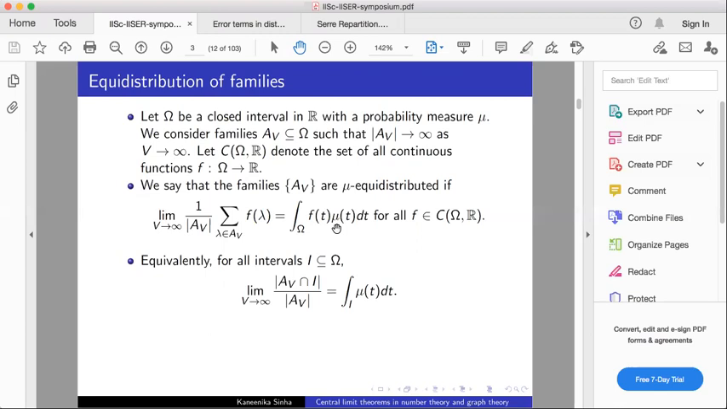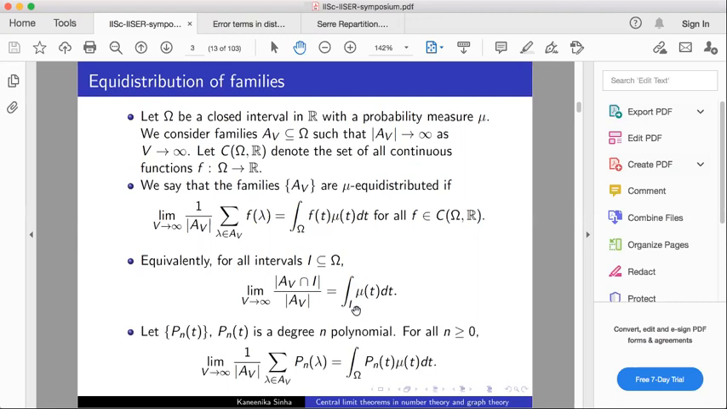Now, an equivalent criterion for this is as follows. If something is true for all continuous functions, then it will also be true for all functions which can be approximated with the help of continuous functions. So if we take any interval I lying in this omega and we talk about the characteristic function of that interval, the above expression ends up measuring the proportion of the elements in your family which also lie in the interval I, and this converges to the integral of mu over the interval I. So this is an equivalent criterion.